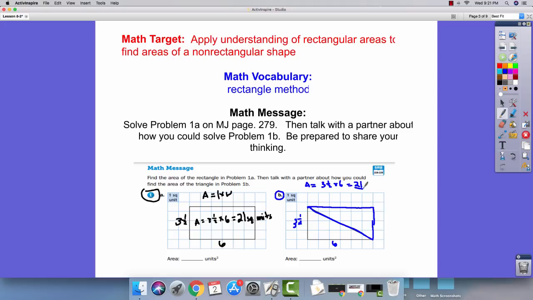So what is half of 21? And I bet most of you already know that. Half of 21 is 10 and a half, and I can show that. So we're going to take half of it. 21 times 1 half equals 21 halves. Or if I decompose that, that would equal 10 and 1 half square units.